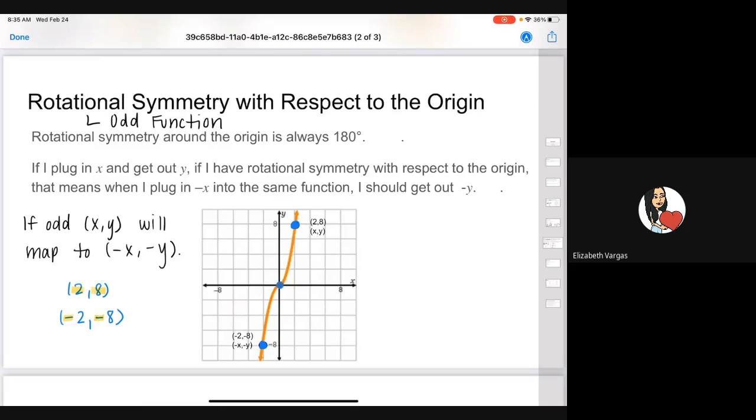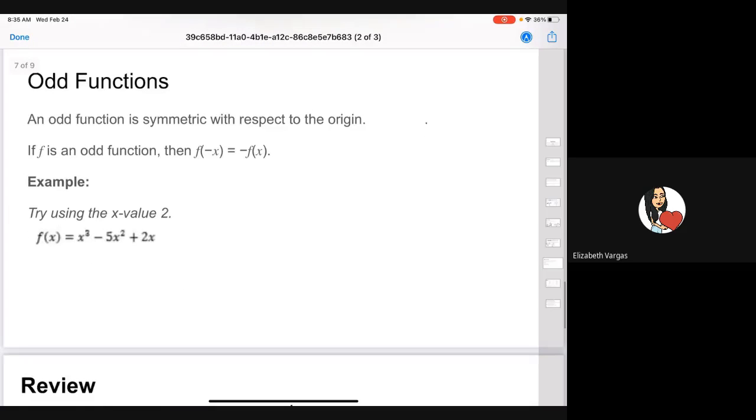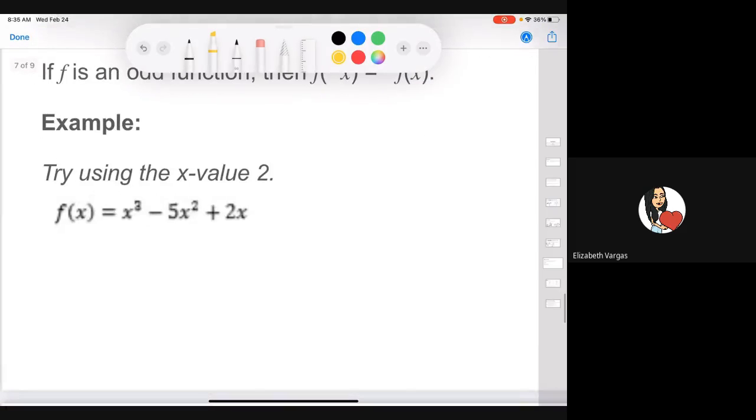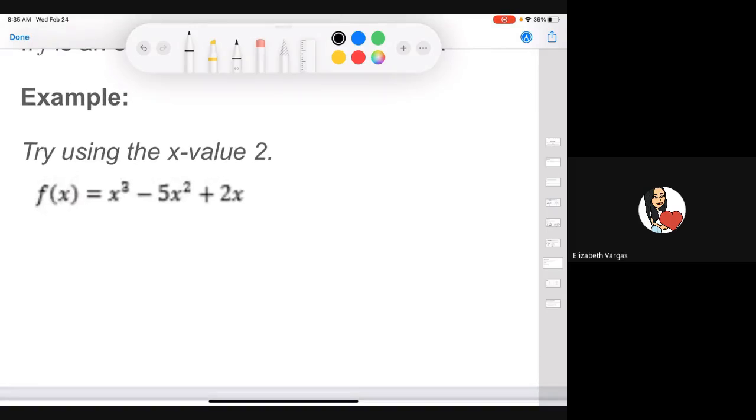And so let's go ahead and test this out. So very similar, but now we're going to test if this function is odd. So I want to know, is this odd? So I'm going to put in my original x, my positive x, and I'm going to put in my negated x like I did before. So I'm going to try my positive x first.